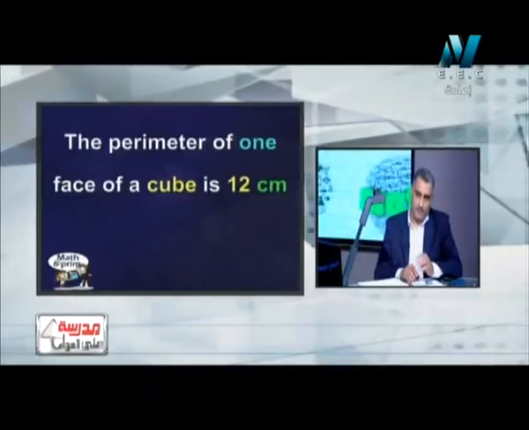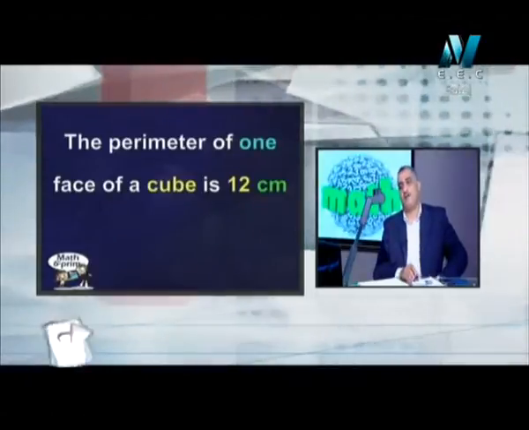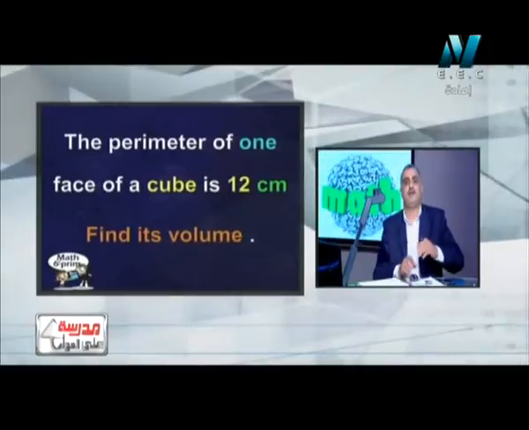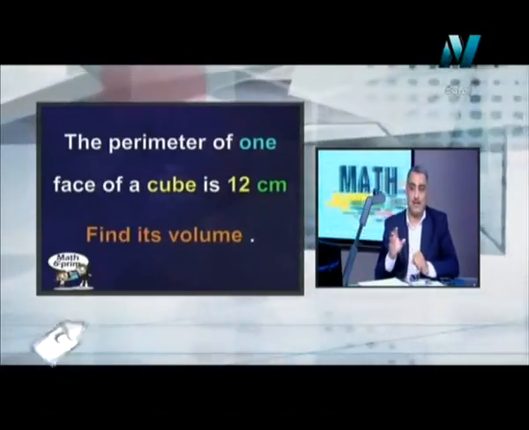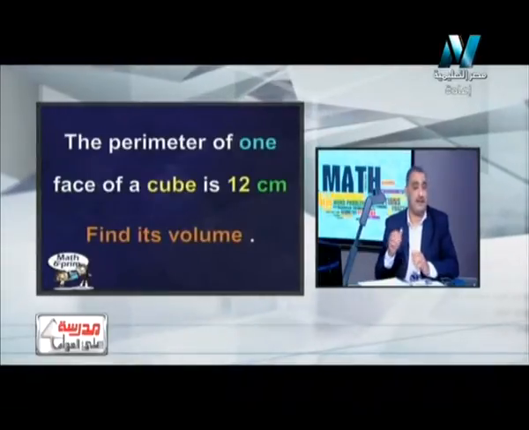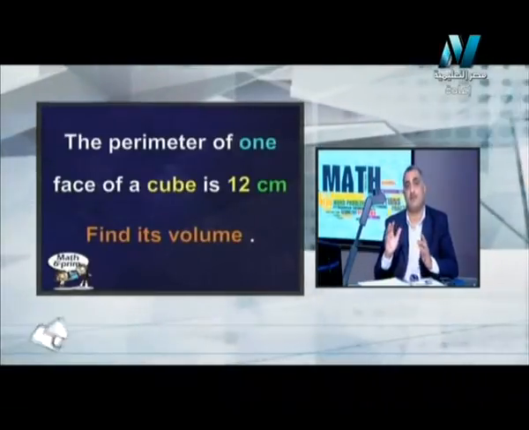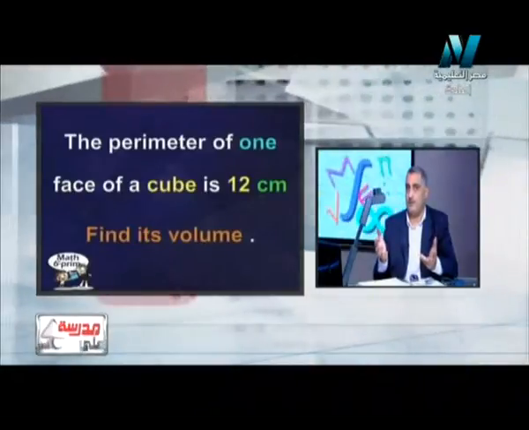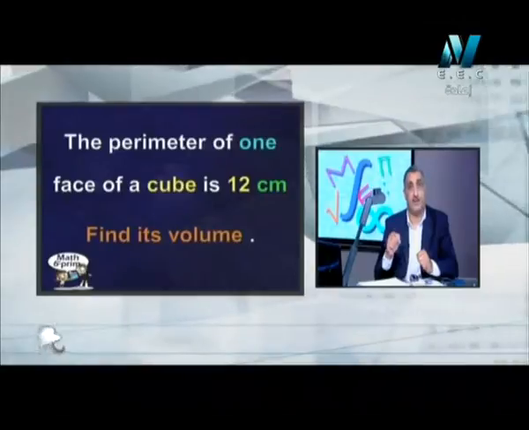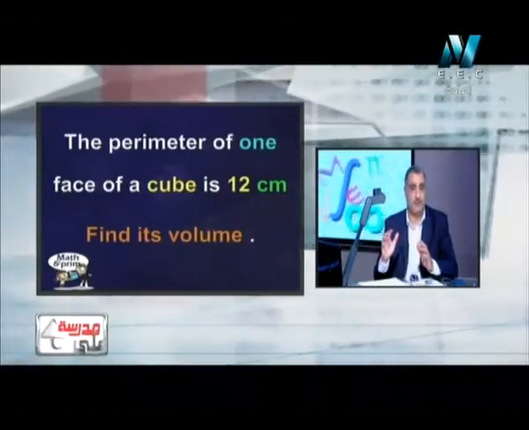Yes. We have now another example. The perimeter of one face of a cube is 12 centimeter. Find its volume. As we explained before, my dear students, we have the perimeter of one face. What does the face look like? Excellent. The face, as we said, is a square. How can we find the perimeter of a square? Excellent. Side by 4. Again, it's a very important point.